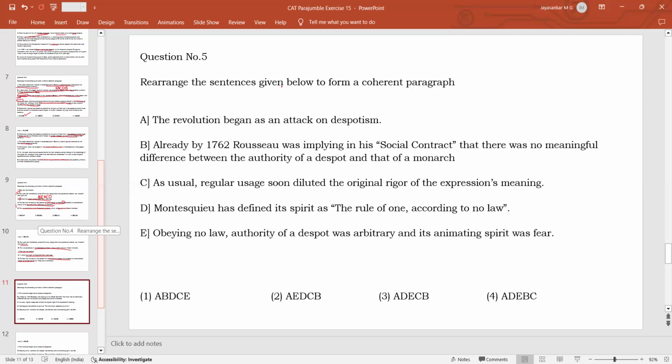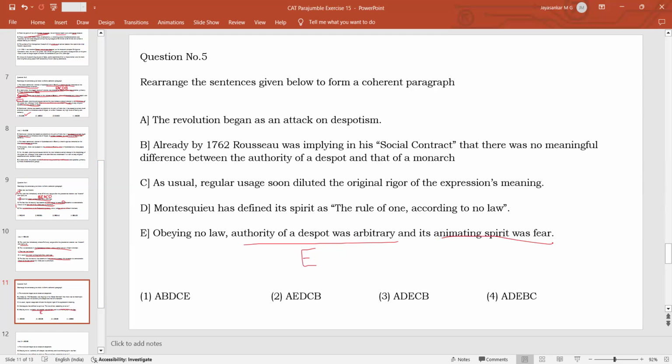So you can say this is a good sentence. Obeying no law, the authority of a despot was arbitrary and its animating spirit was fear. Yes, this is a good opening sentence because he is not constrained by any law. He rules the country according to his whims and fancies, or whatever he feels fit, he will be doing. So that is why the authority of a despot is arbitrary, meaning random. He is not following any particular scheme or procedure or ethic or rule. So that is why its authority is arbitrary and its animating spirit is fear.